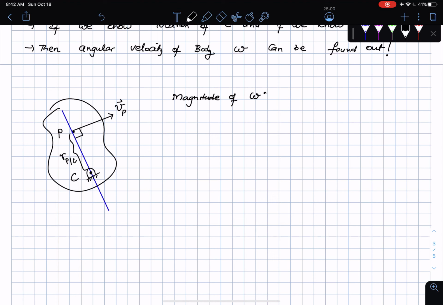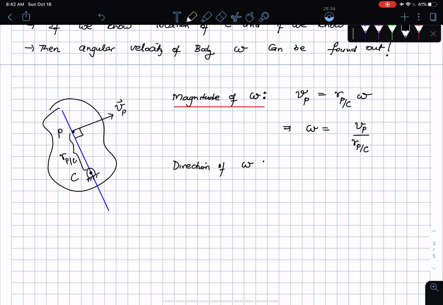The magnitude of omega. How do I find the magnitude of omega? I can see easily that velocity of P is going to be r P/C times omega, which means that omega is going to be velocity of P divided by r P/C, because point C is a fixed point at that instant in time. It's not fixed as such. Its acceleration is not necessarily zero. It does not tell you anything about the acceleration of the instantaneous center of rotation. Okay, please keep that in mind. But I can find the magnitude of the angular velocity this way. And then I can also find the direction.